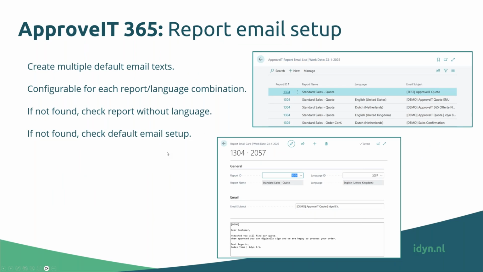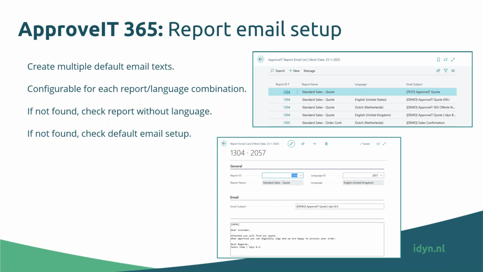Now we also have the report email setup that is available. So previously we only had one default text in our ApproveIT setup. That is still there. However, we also have a separate setup where we can define email texts where we can assign a report ID and a language ID. And if that combination is found, that text will be used. And if that's not found, we have a fallback to only looking for these records for report ID without the language. And if that can be found, we will check back in the ApproveIT setup.